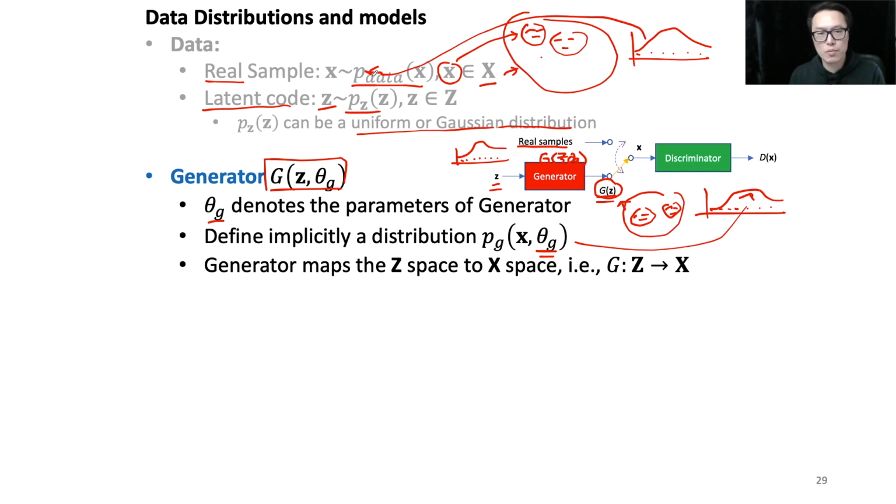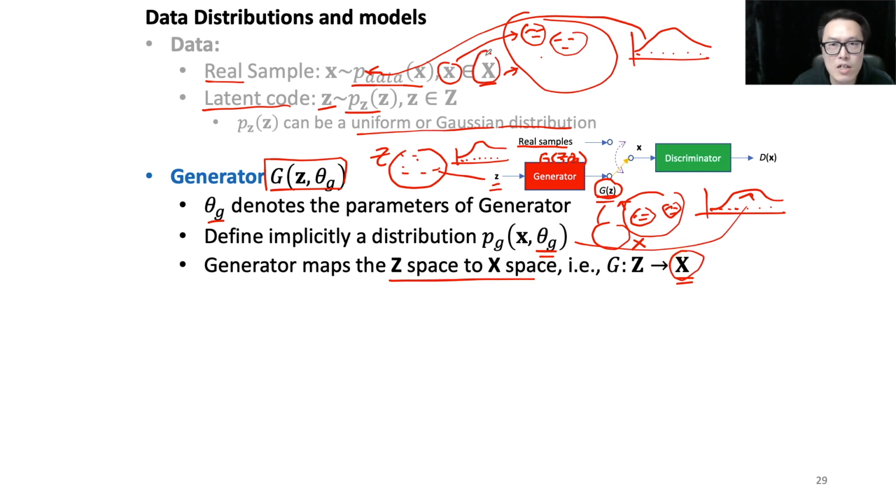So the purpose of the generator is to map the Z space to the X space. Z is the random noise, the whole space here, capital letter Z, and the output here is X. The ideal case is that this X is the same as that X, if the generator is able to approximate or reproduce P data using PG.